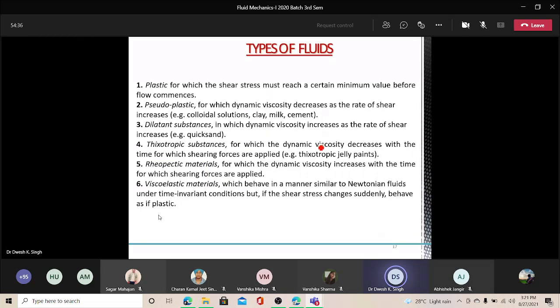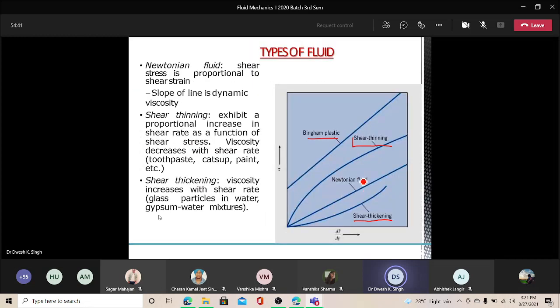Okay, so all these I have already discussed. The same thing is written here. Let me discuss shear thinning and shear thickening. Shear thinning basically exhibits a proportional increase in the shear rate as a function of shear stress. It means when you apply the shear force, their shear rate increases.